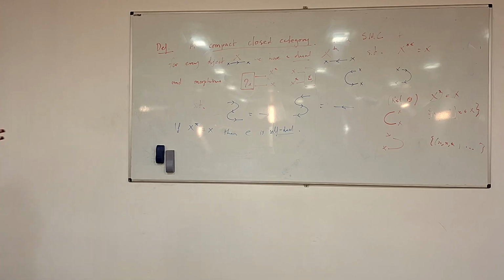It turns out that compact closed categories can never, ever be Cartesian or co-Cartesian. These are incompatible structures. So whereas we do have Cartesian and co-Cartesian traced categories, we never have Cartesian, co-Cartesian compact closed categories.